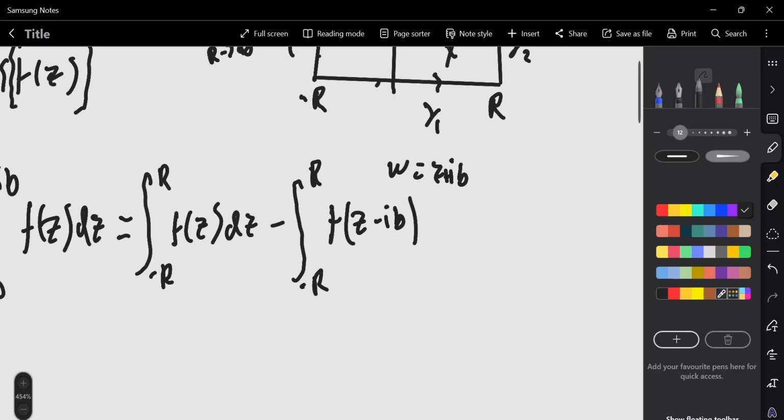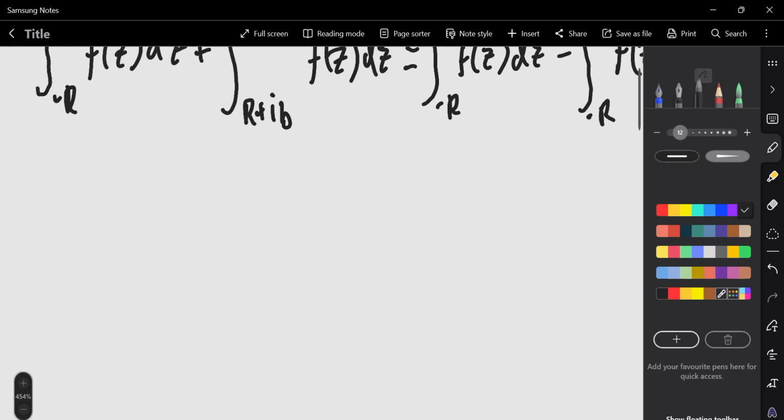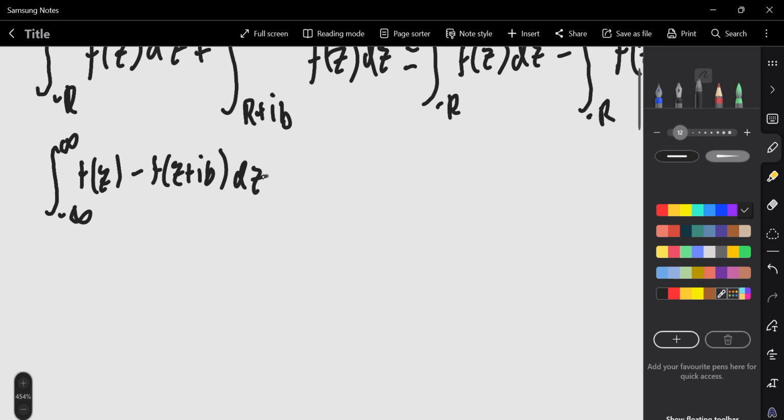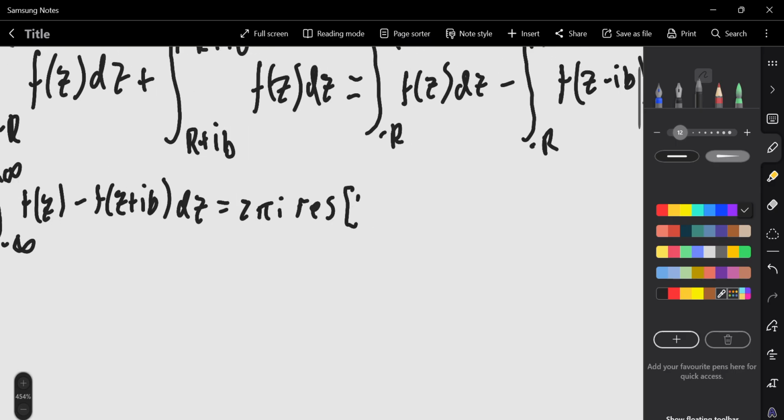So now, in the limit of r approaching infinity, we're just going to have the integral between minus infinity and infinity of f of z minus f of z plus ib, dz, and we know that equals 2 pi I times the sum of the residues. Is it going to be f of z now, or f of z plus ib? No, it's still going to be f of z. Okay. What next is the question.